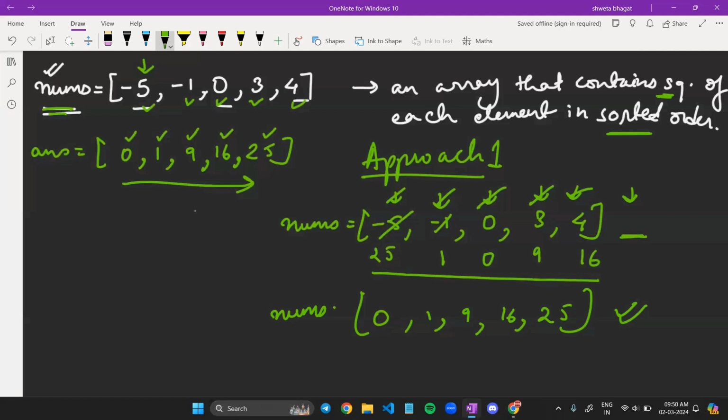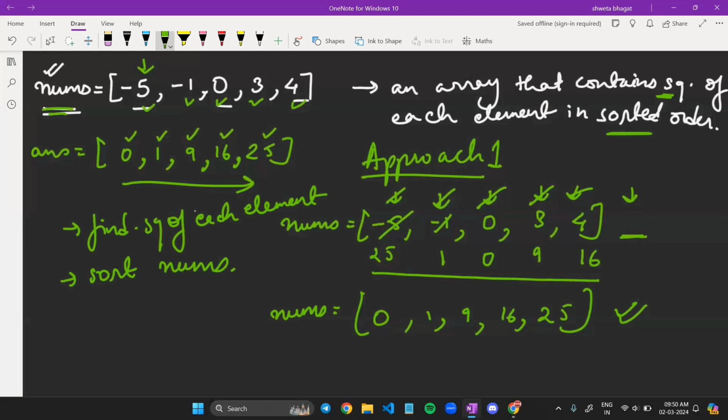So this would be nums only, right? What we were doing, we were first finding the square of each element, and after that we were sorting nums, right? For doing this, the time complexity would be order of n log n. Why n log n? First we are finding the square of each of the elements, right? For this process, we are going to take a time complexity of order of n, because we will be iterating over each of the elements.